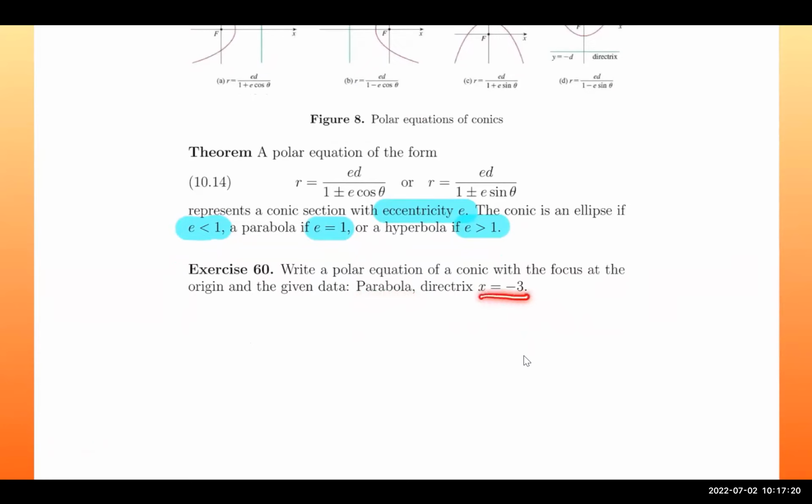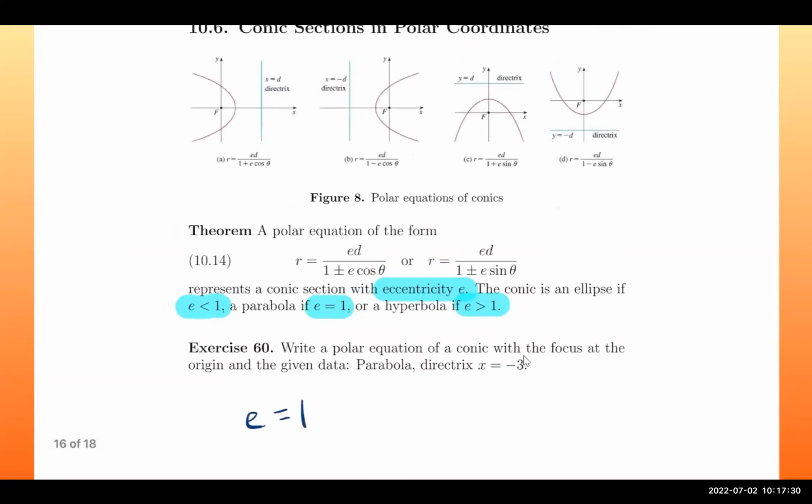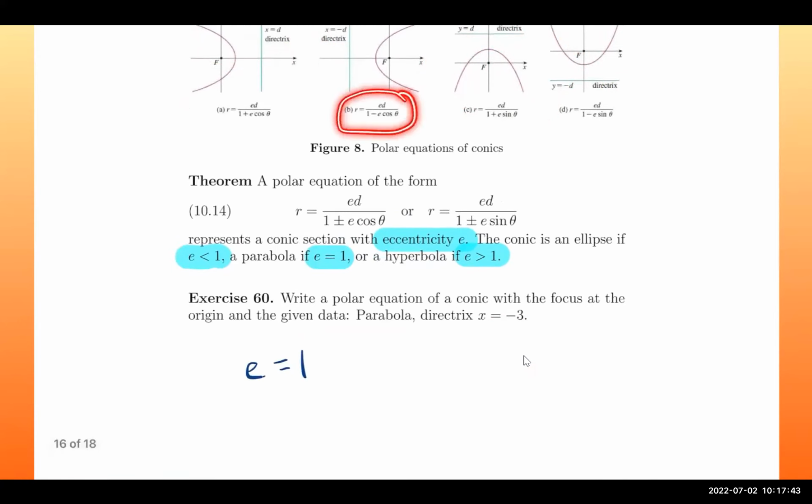It tells us that it's a parabola, and that the directrix is x equals -3. Since it's a parabola, automatically we know that the eccentricity has to equal 1. Because the directrix is x equals -3, we can eliminate these two, and that means it has to be this one or this one. Because it's negative, it's going to be this case. So our equation must look like that.